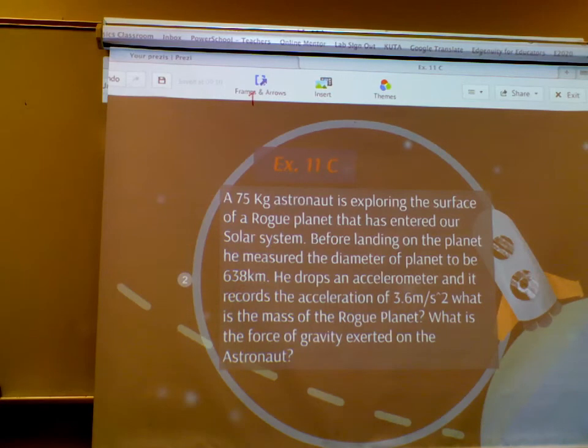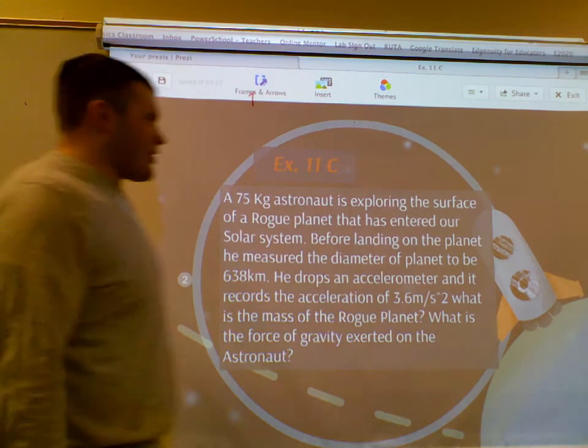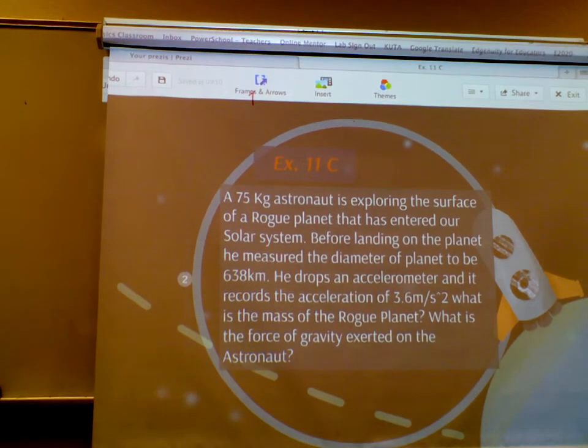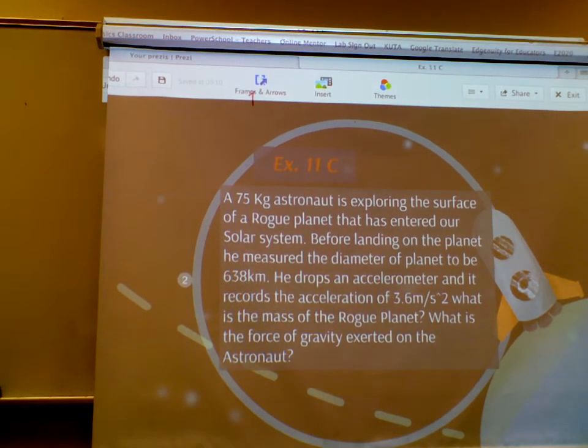All right. Example 11, let's get started. A 75-kilogram astronaut is exploring the surface of a rogue planet that has entered our solar system. Before landing on the planet, he measured the diameter of the planet to be 638 kilometers. He drops an accelerometer, and it records an acceleration of 3.6 meters per second squared on the surface. What is the mass of the rogue planet? What is the force of gravity exerted on the astronaut?